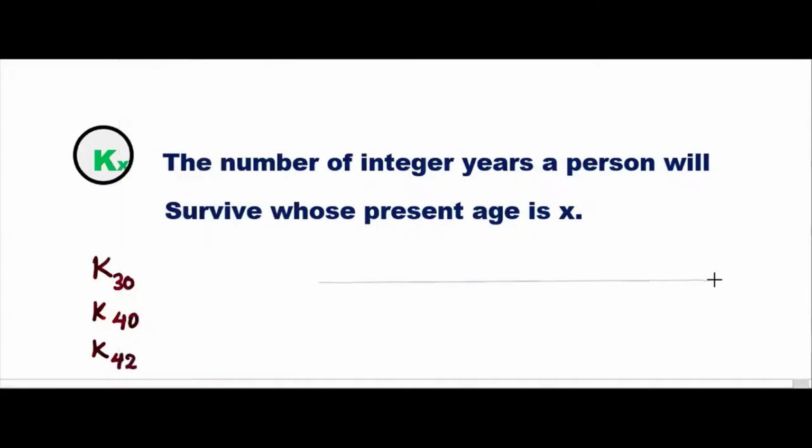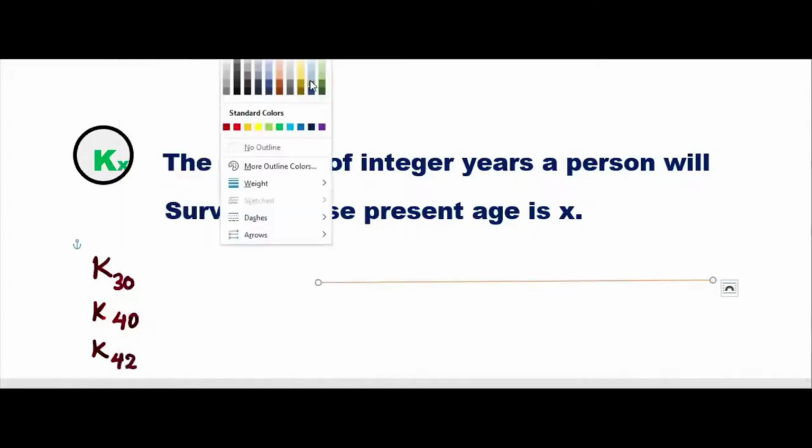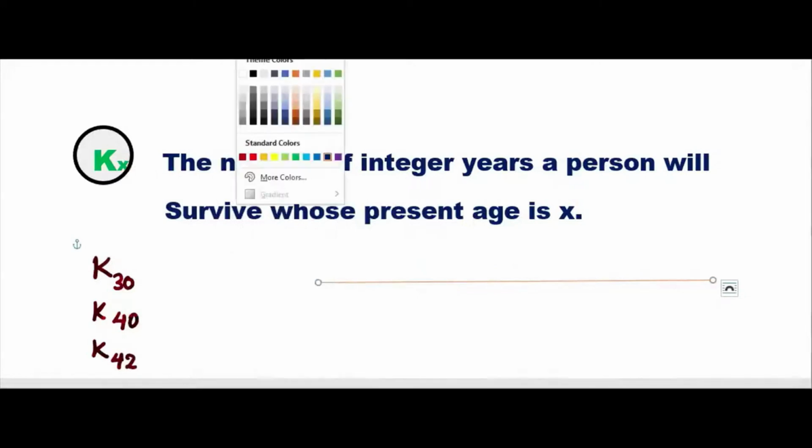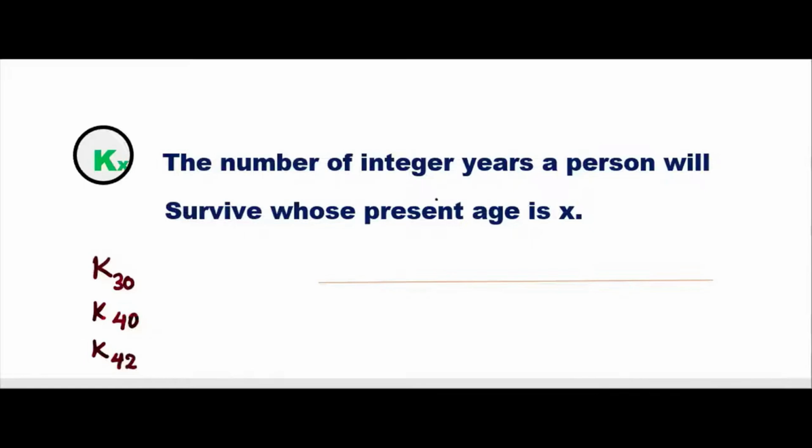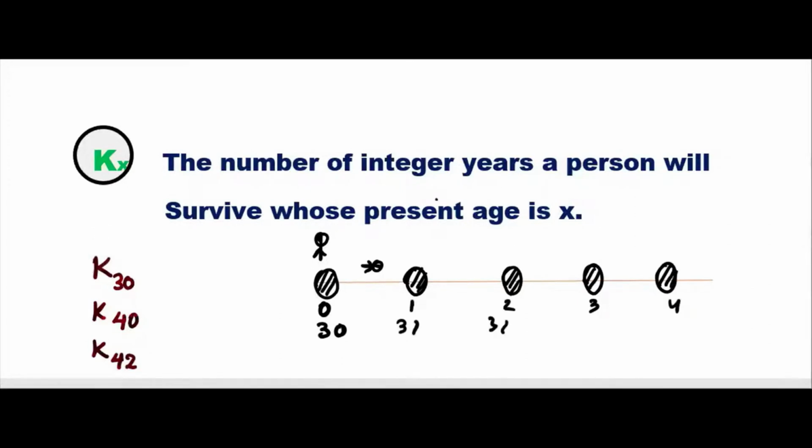It's like this. Suppose the person is 30 now. If the person is 30 now, fit and fine, when the person will die is important. What are the possibilities? This guy might die here, or in the second year, or in the third year, or in the fourth year. So you need to count. Suppose this guy dies here, you count this way: 1, 2, 3, 4, 31, 32, 33, 34.